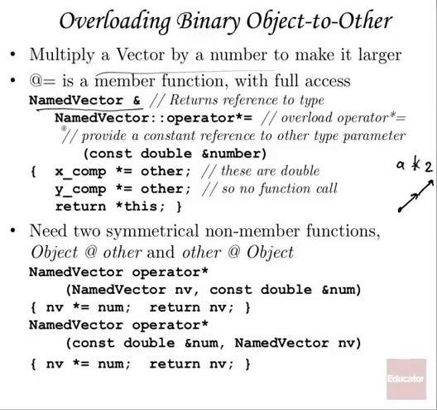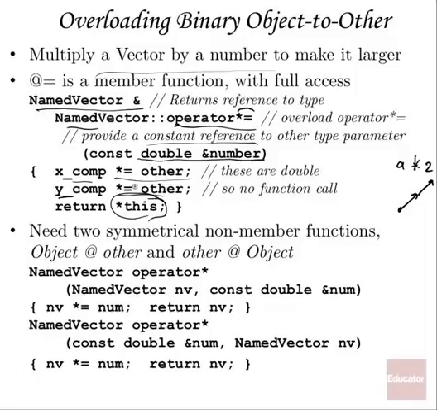Here's our operator, multiply equal. So what we're doing here, we're not multiplying a vector times a vector. We're multiplying a vector times a double, which is a number, because we want to make that vector larger based on what number is passed in. So the x component is multiplied by other. The y component is multiplied by other. And then we return this. So we have changed this vector by multiplying it by the double or integer or whatever other object that you place in there. And we're returning the result.